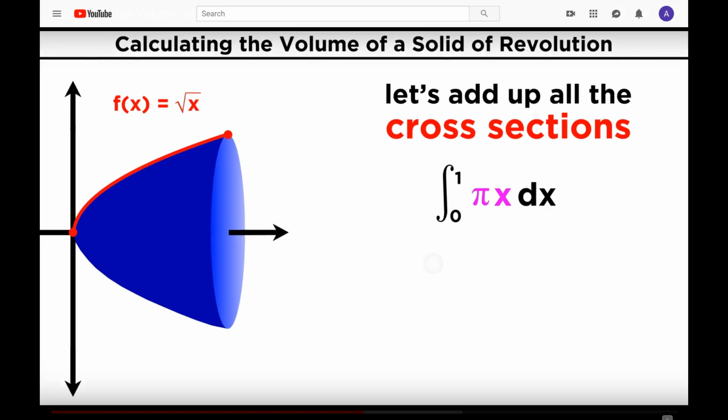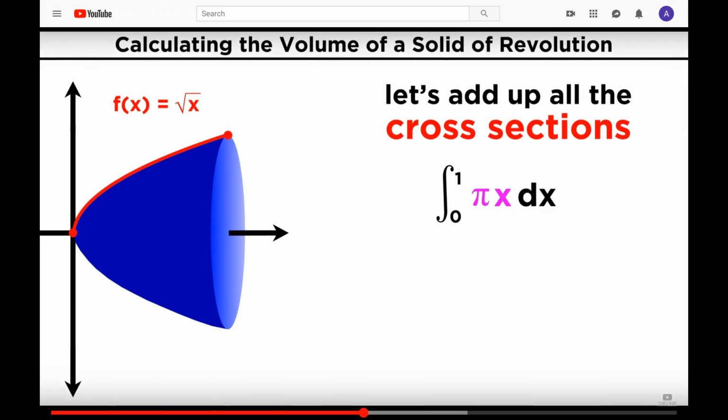That means that this is what we have to integrate. And luckily, it's as easy as it gets. We pull the pi out front, and x becomes x squared over 2.